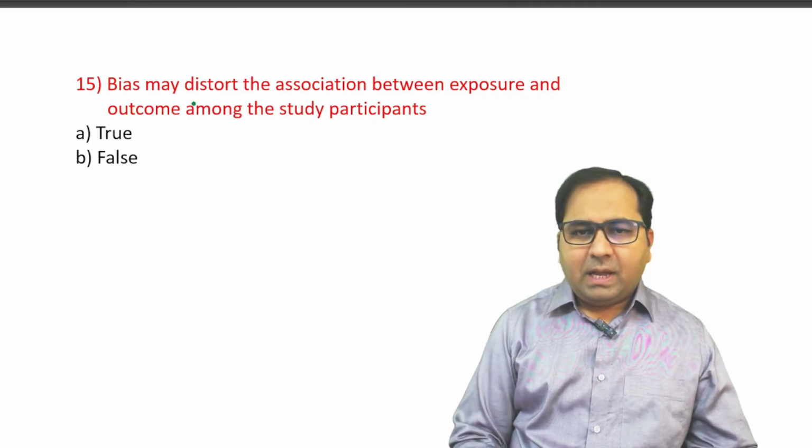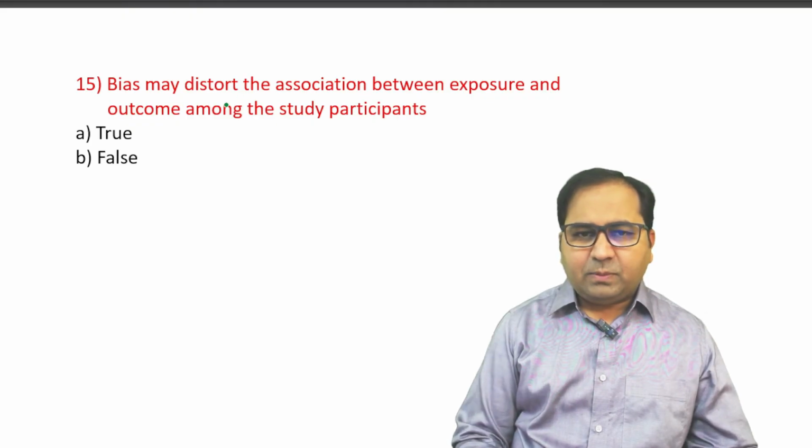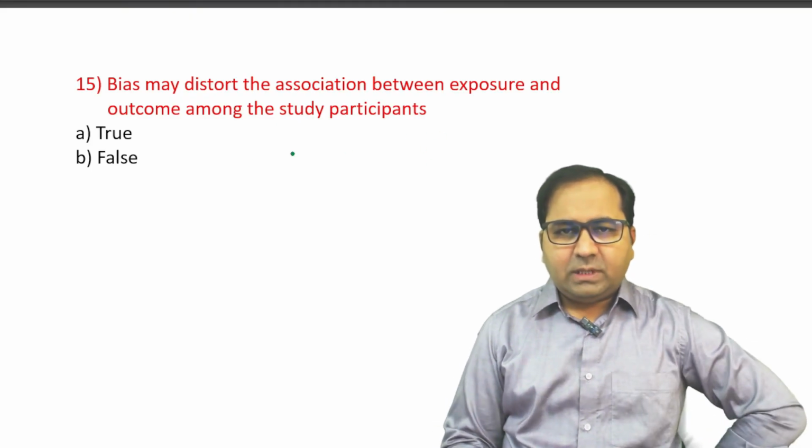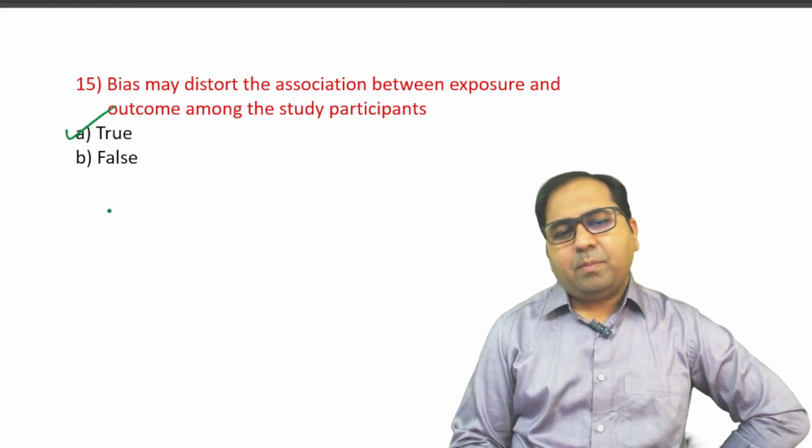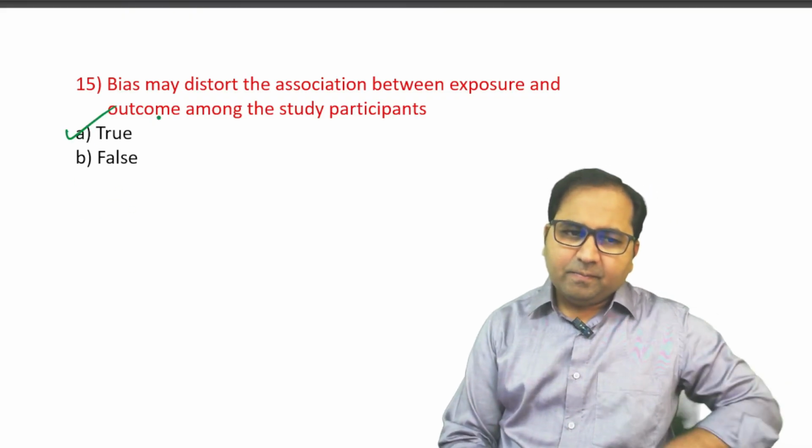Next question. Bias may distort the association between exposure and outcome among the study participants. Is it a true statement or a false statement? The answer is that it is a true statement. Please remember this point. It is a true statement.